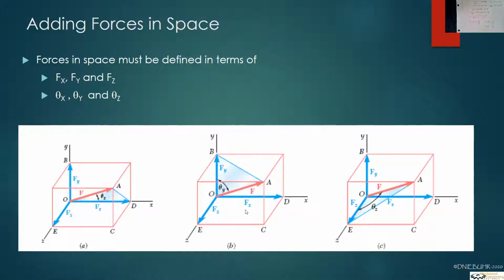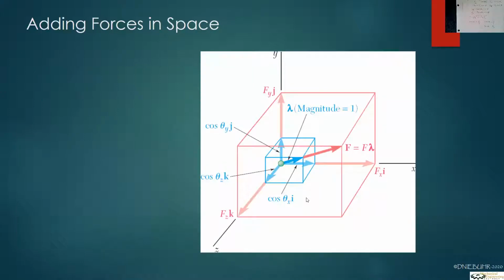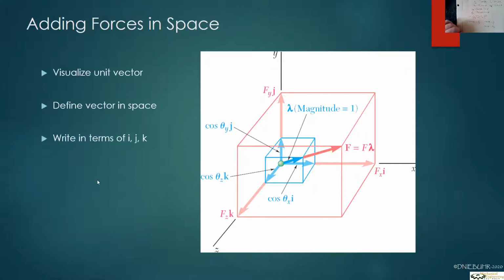So the other thing to think about is that once you have these angles, you also have what are called the unit vector. And so the unit vector, which has a magnitude of 1, is essentially the cosine theta y, cosine theta z, and cosine theta x. The cosine of those angles give you the respective magnitudes of those i, j, k components. Now, backing up, you want to visualize the unit vector, and this is how you visualize it. You define the vector in space, and then you write it in terms of i, j, k.